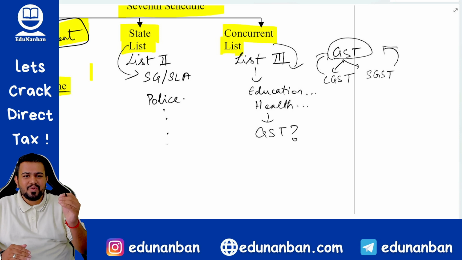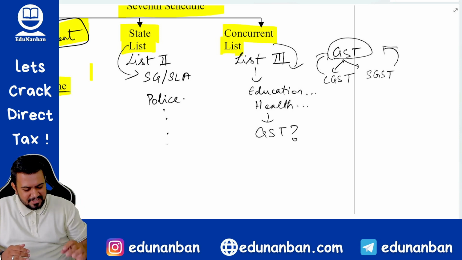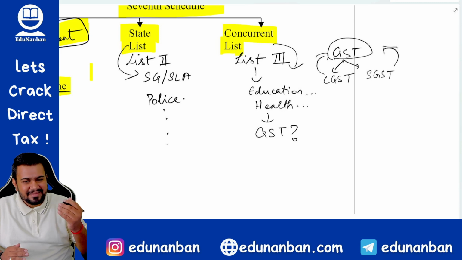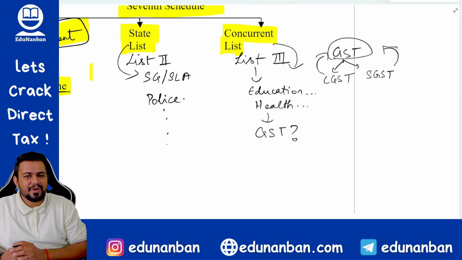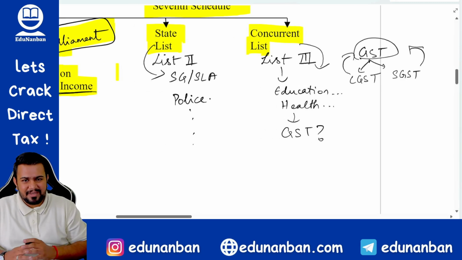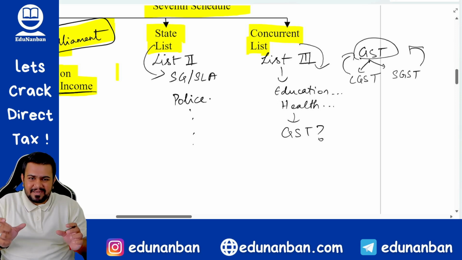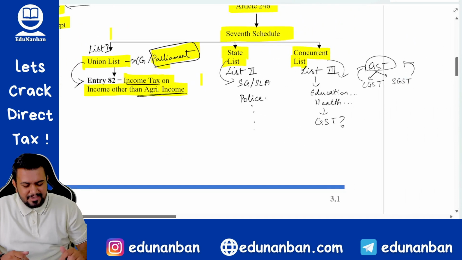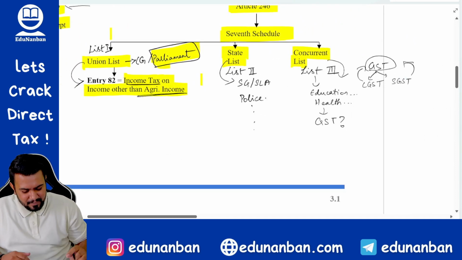This also you do your research and let me know in the comment section. If you have started your GST classes, then ask your GST teacher. If you have started reading your GST material, then go through your material and tell me in the comments whether GST is also coming under the concurrent list or not. Because GST contains both central GST and state GST. Let me know. Fine. So there are two homeworks given to you.